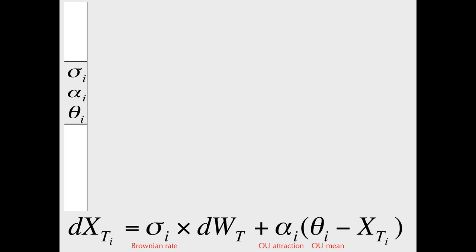In ouch, Marguerite and Aaron King's program, the root comes from a distribution based on the theta there. In other programs, by default, it's a separate parameter. In our program, you can actually choose either way, but no one ever does anything other than the default in software.